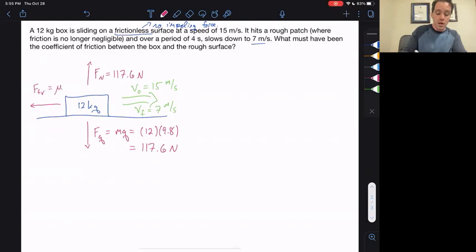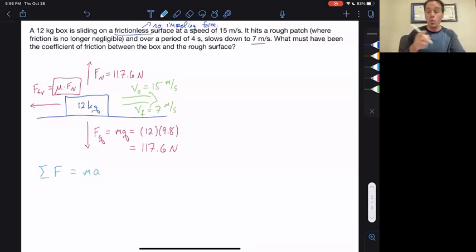But we know something about the force of friction. It is equal to mu, the coefficient of friction, times the normal force. This is going to be very, very important in a minute. Now that we have all the forces on this diagram, we're going to apply Newton's second law. Newton's second law tells us that the net force acting on something is going to be equal to the mass times the acceleration.